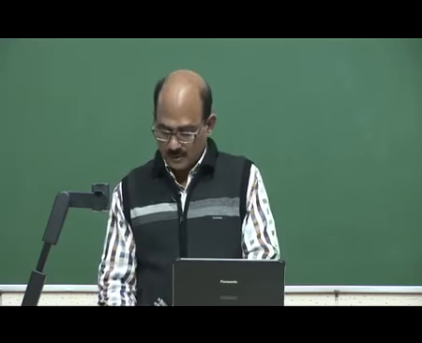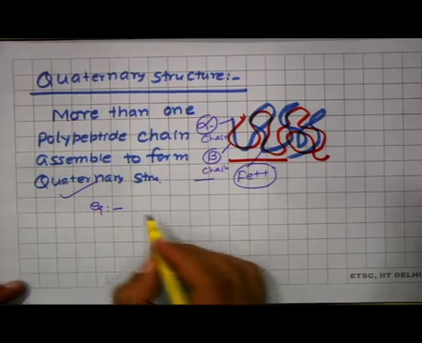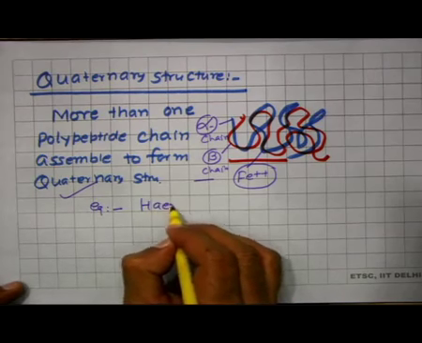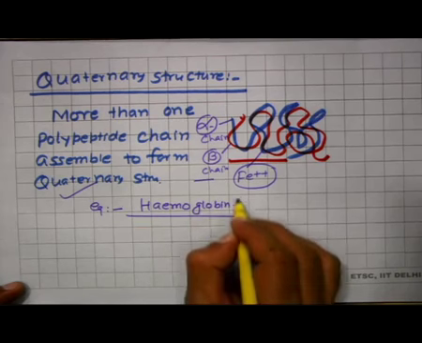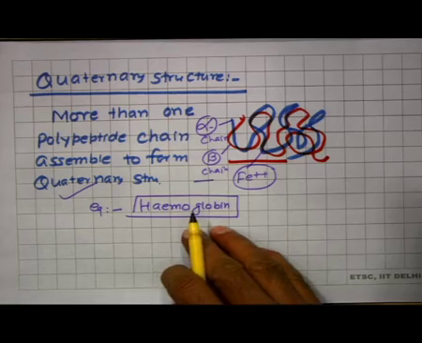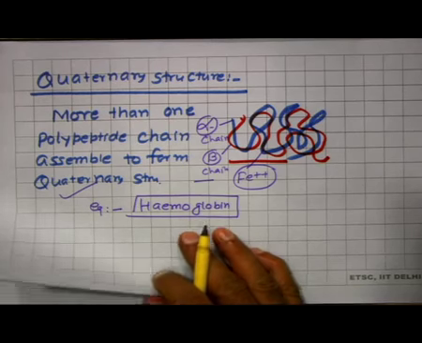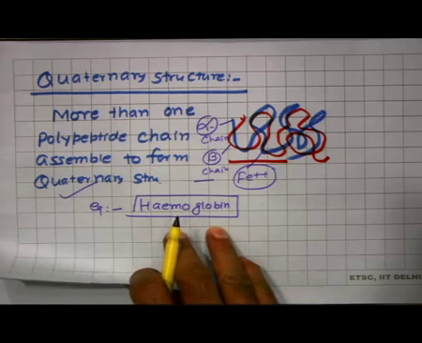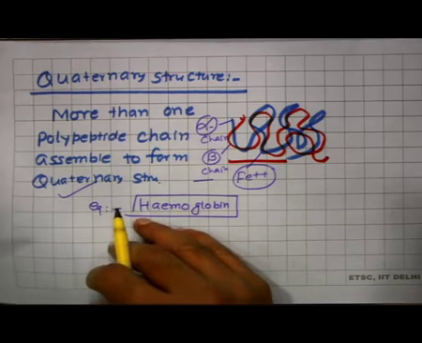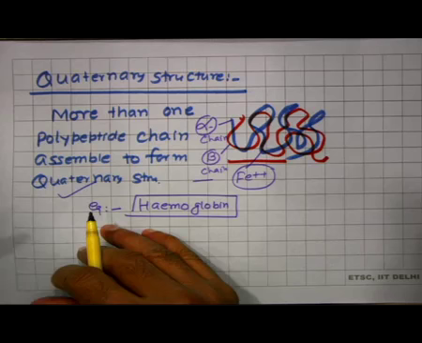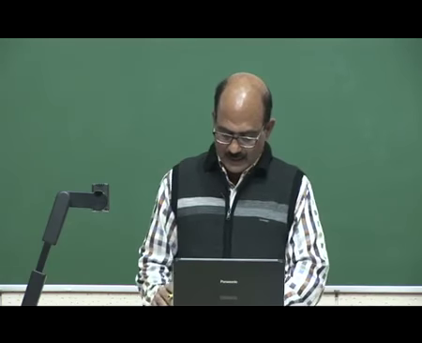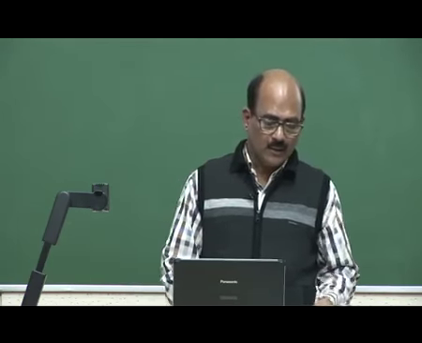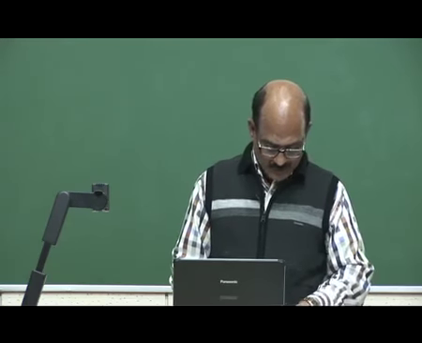The example of quaternary structure of protein is hemoglobin. We have just seen the molecular weight and the formula of hemoglobin. Hemoglobin is made by different types of peptide chains, and the structure is quaternary structure. Now, after protein, there is lipid.